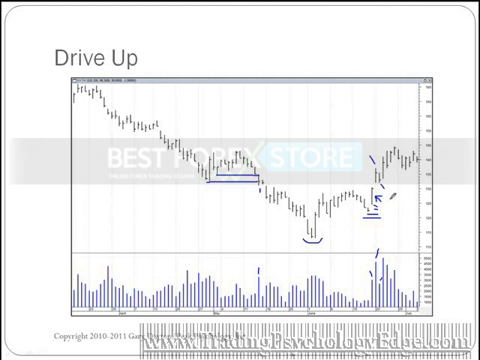This is what we would call a test. VSA, Tom Williams, would call this a test bar. Another good spot to add to longs in here. And then the next day price goes higher. We do see some supply come in here, and we start to see dullness come in here. We see high volume, narrow range, more supply potentially in here, and we neck down into that apex.